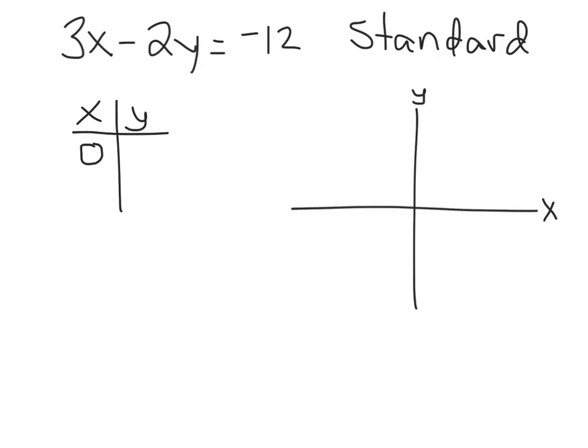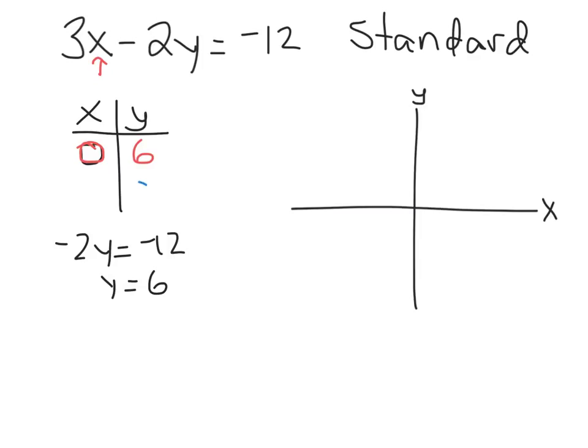We are going to find our y-intercept by putting 0 in for x. When we put 0 in for x right here, we're going to get 3 times 0, which is 0, which means what we're left with is -2y equals -12. When we solve this, we get y equals 6. So our y-intercept is at (0, 6).